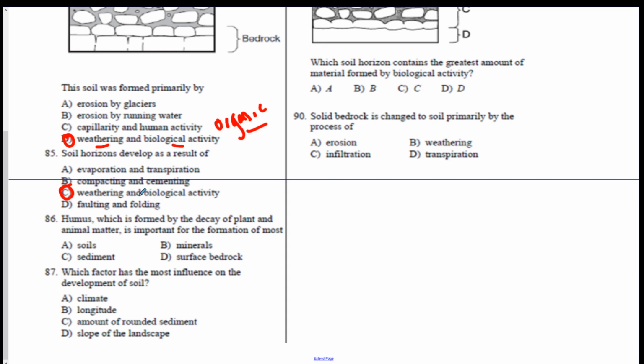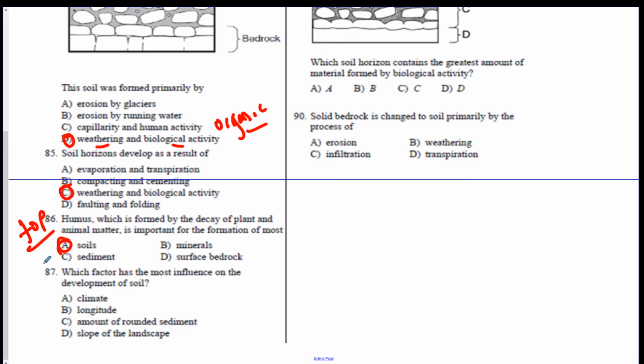86. Humus, which is formed by the decaying of plant and animal matter, is important for the formation of most what? A. Soils. B. Minerals. C. Sediment. D. Surface bedrock. Well, it's A. We talked about humus being the top layer of the soil. It's that dark area.